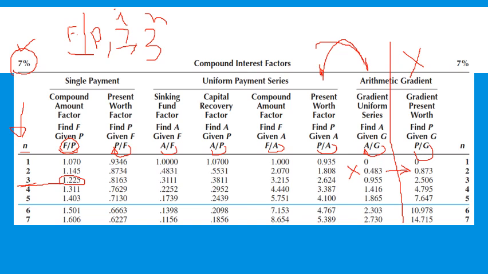Suppose the ratio to be found out is A by P comma 7 comma 4. Then n is equal to 4. A by P, where is A by P? A by P is here. So this will be the value. This is how the interest factor tables are used.